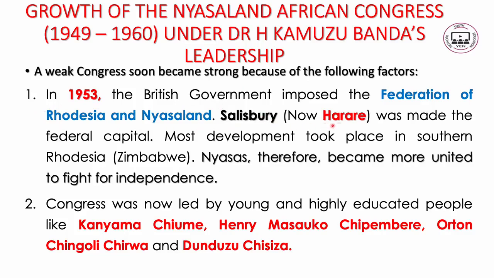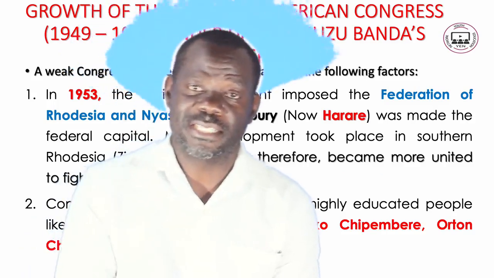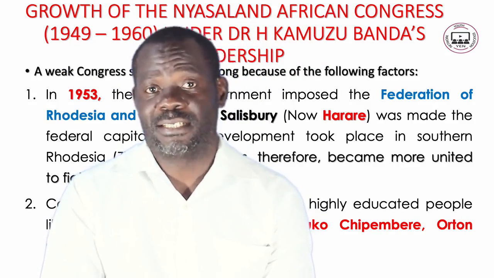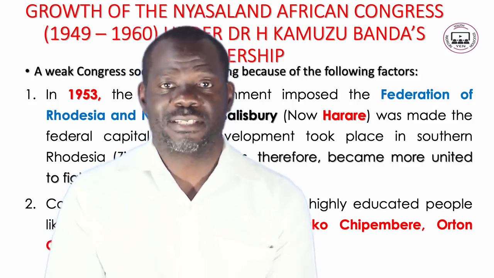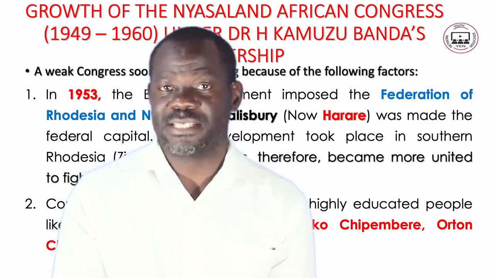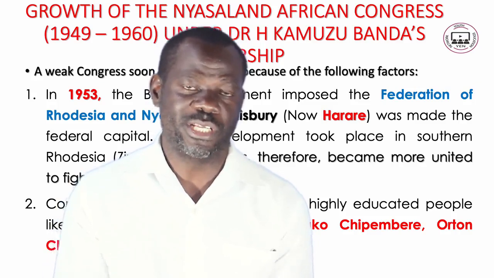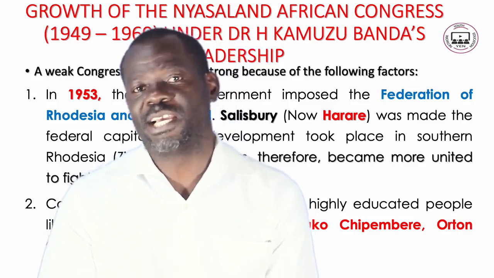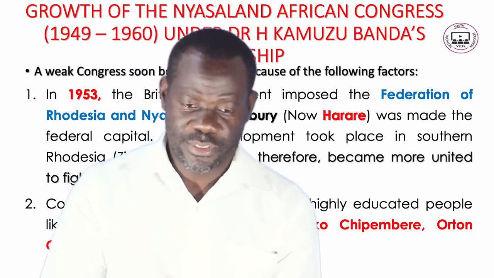So Salisbury, which is now Harare, was made the federal capital. So most developments took place in Southern Rhodesia, that is Zimbabwe, and Nyasas therefore became more united to fight for independence. What we are saying here is that we talked of the Federation of Rhodesia and Nyasaland. So during that time, most of the things were happening in Zimbabwe. And therefore, Malawians took that as an advantage to get united so that they fight for independence, to say, we cannot have our capital city in Harare. No. So they forbade that.